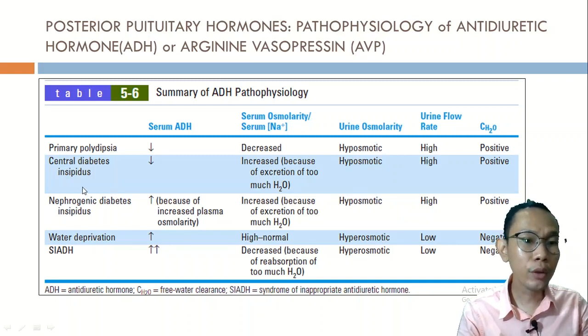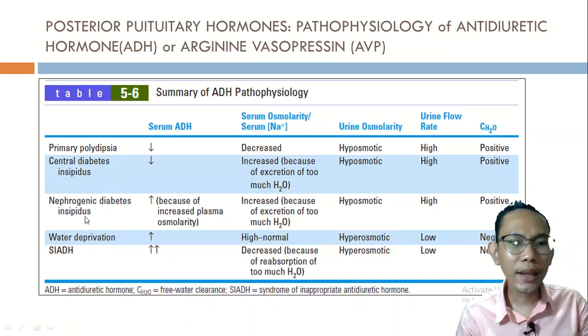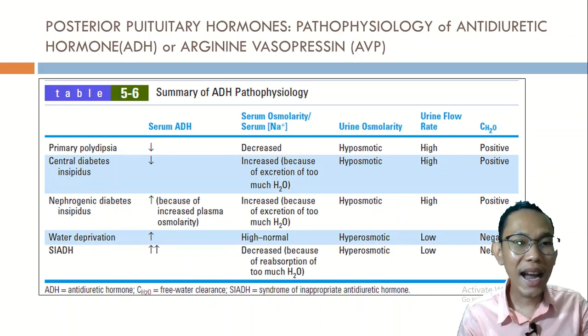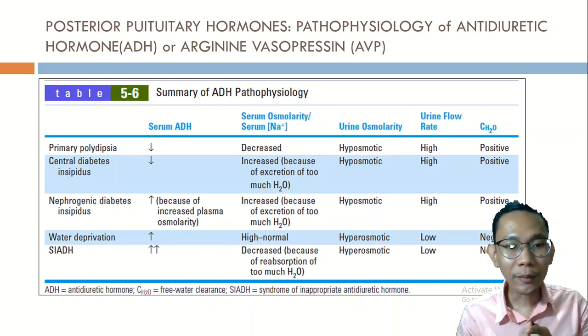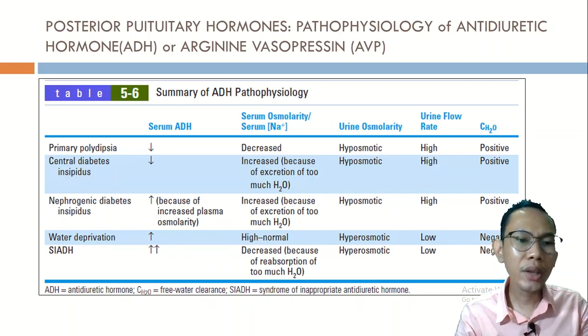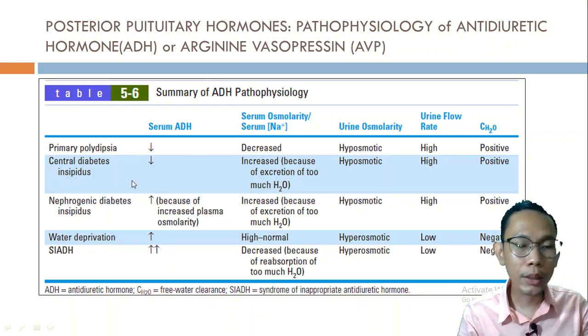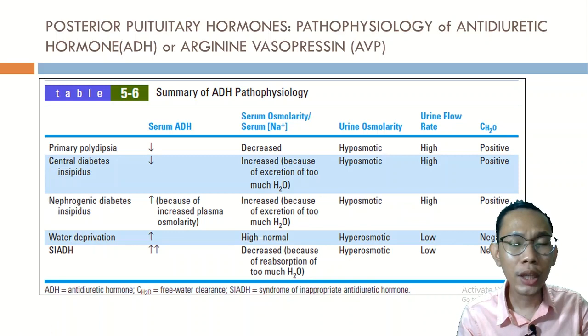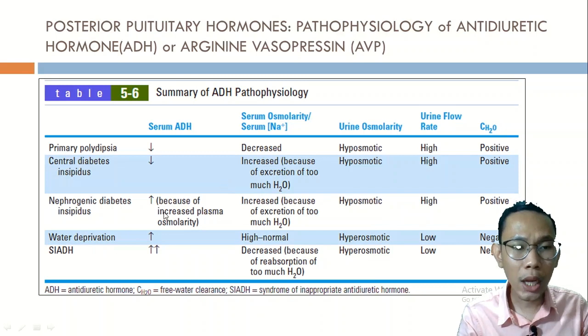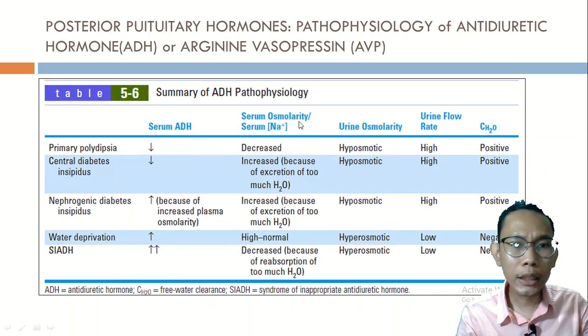Now, let's proceed with nephrogenic diabetes insipidus. Your nephrogenic diabetes insipidus, remember, meron kang antidiuretic hormone, kaya lang hindi nagre-react ang ating katawan. Hindi nagre-respond ang kidney sa antidiuretic hormone. So, anong nangyayari po, Doc? So, in short, your serum ADH will be increased because of increased plasma osmolarity. Kasi nga, hindi nagre-respond sa antidiuretic hormone. Hindi siya nagko-conserve ng water. Pag hindi siya nagko-conserve ng water, it will increase your plasma osmolarity. So, anong effect niya sa serum ADH? Tataas din.